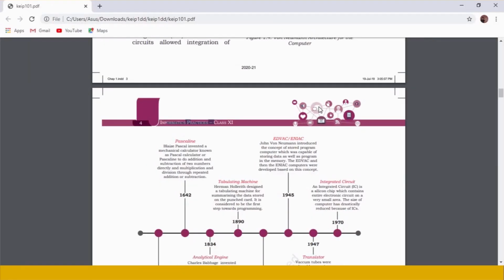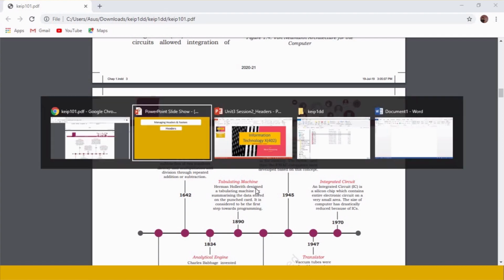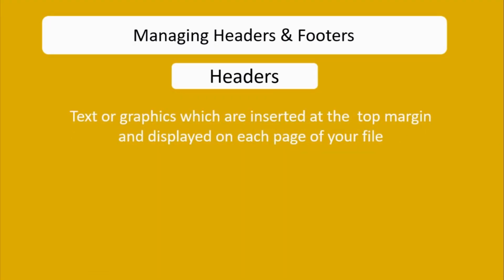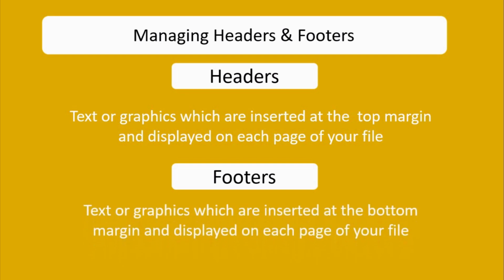So basically such types of text and graphics are known as headers. So what are headers? They are certain text or graphics which are inserted on the top margin of your page and they are displayed on every page of your file. So they are known as headers. In the same way we have the footers. What are footers? They are the text or graphics which are inserted at the bottom margin.